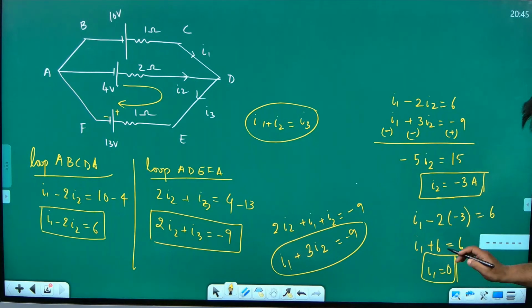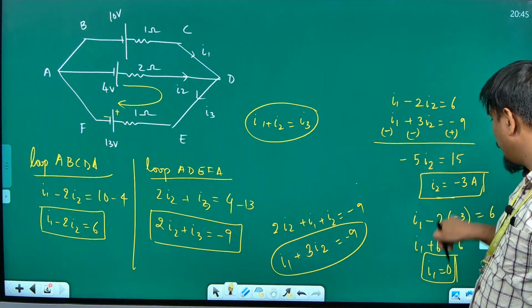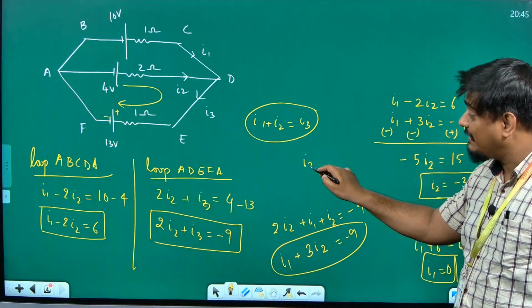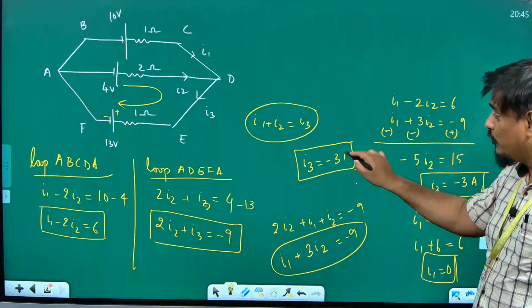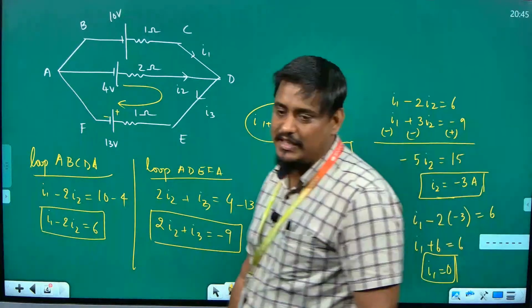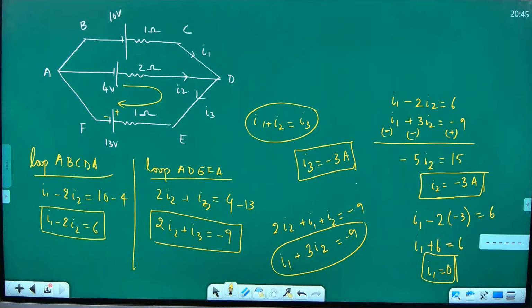Are you getting the same answer? Great. I1, I2 we got. So obviously I1 plus I2 will be I3. So 0 plus minus 3, so I3 will be minus 3. If you got minus 3, 0, it is correct. I think somebody, Nitish Raghav, told the same answer. Sir, I got the same answer as you.